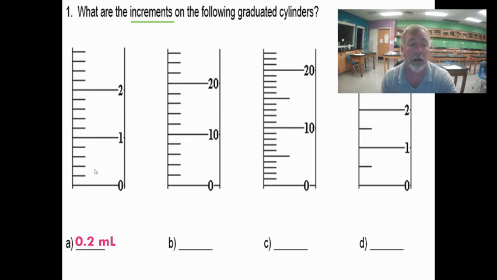Graduated cylinder B, right? 0 to 10, we have 1, 2, 3, 4, 5 steps to get there. So we're going to take 10 milliliters divided by 5 tick marks. That tells you 2 milliliters per tick mark. And we can look at the other ones too.